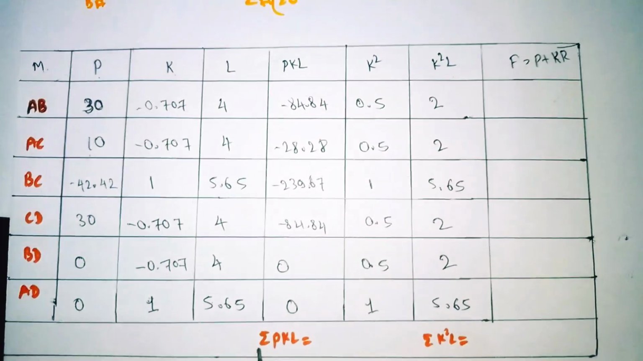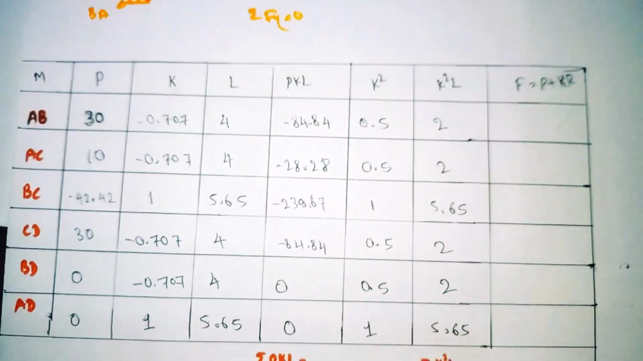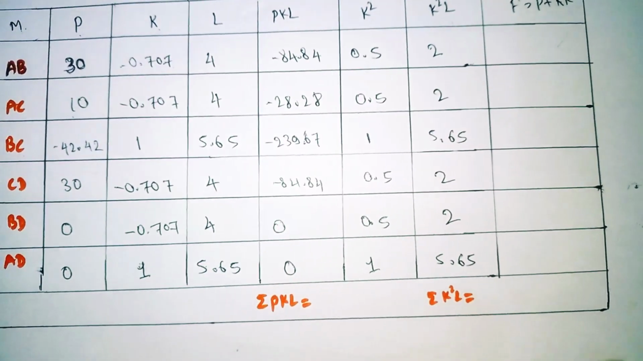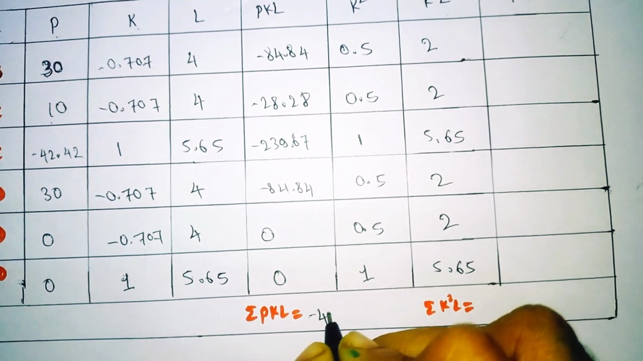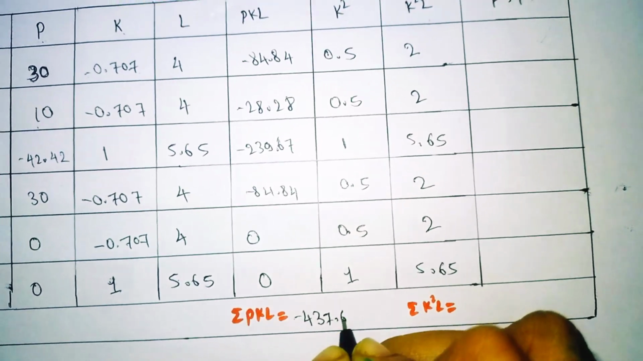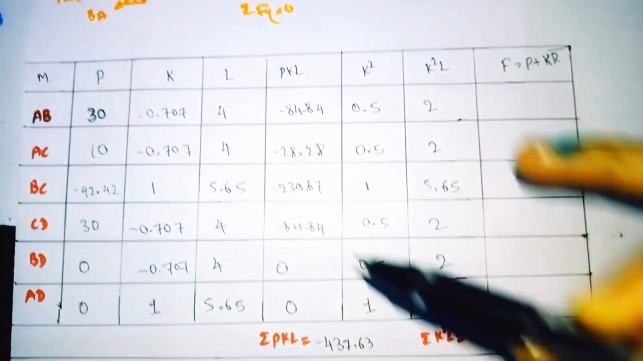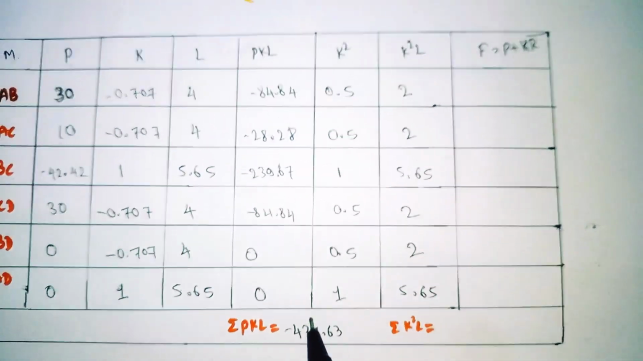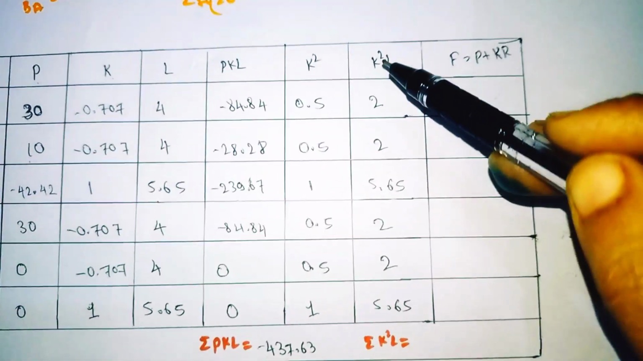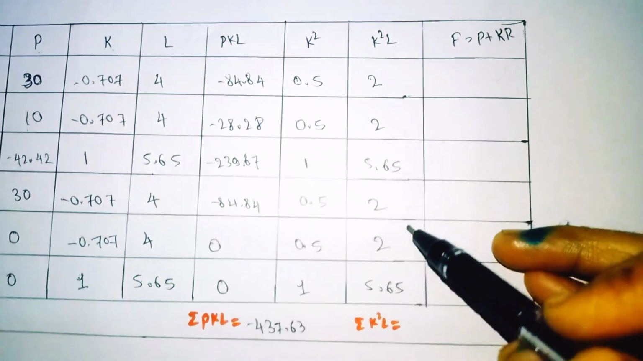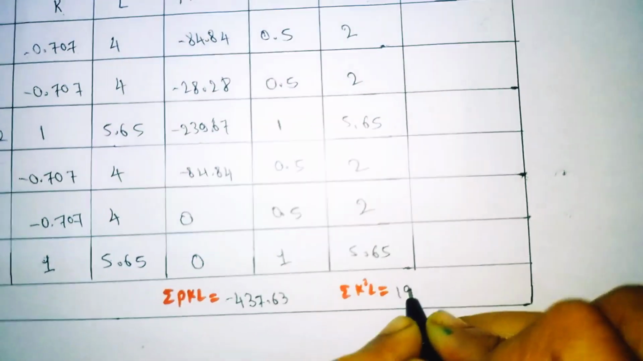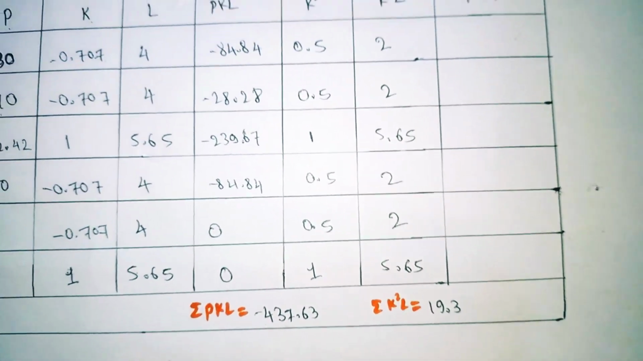So we need to do the summation of PKL. If we add all these, the answer will come out as minus 437.63. Then if you do the summation of K square L, adding all these values, it will come out as 19.3.